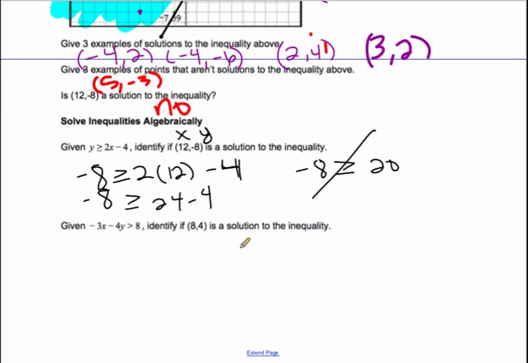All right, let's look at this next example. So this one is in standard form, but it doesn't matter what form it is if you have the ordered pair and you're trying to find if it's a solution. I'm still going to plug in this guy for x and this guy for y and do the math. Okay, so negative 3 times 8 minus 4 times 4, again, this is x and this is y from here. I'm plugging it in, is greater than 8.